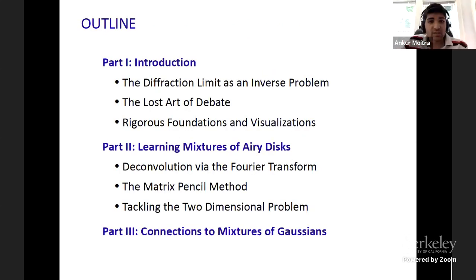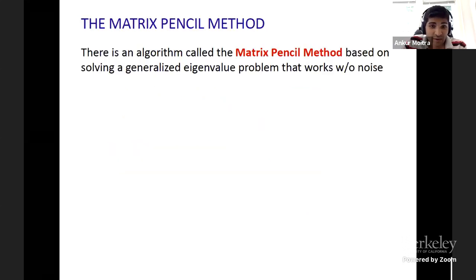Okay, so this is really the last talk in the tutorial, so I don't want to get too technical. So I'm just going to assert that there is a beautiful algorithm out there called the matrix pencil method. In fact, just like Prony's algorithm, it's actually something that has been rediscovered tons and tons of times across different communities. It's kind of funny how often it's been rediscovered. And it's also like Prony's algorithm, based on solving some generalized eigenvalue problems. Now, the catch is that it's something that's really designed to work without noise.